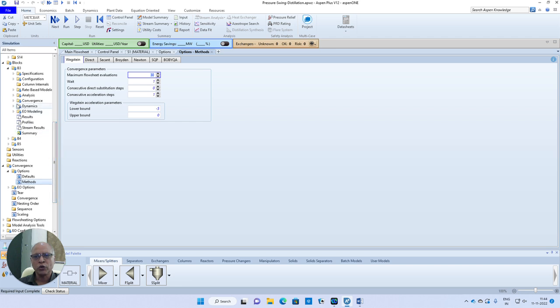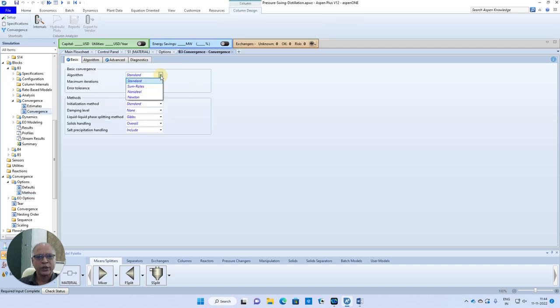So you need to go into convergence within the block, not the overall convergence. So click on this convergence. Now, as standard, I am selecting Newton and also increasing the number of iterations to 200. There is some problem with respect to convergence, so to overcome it, you are required to do this modification.